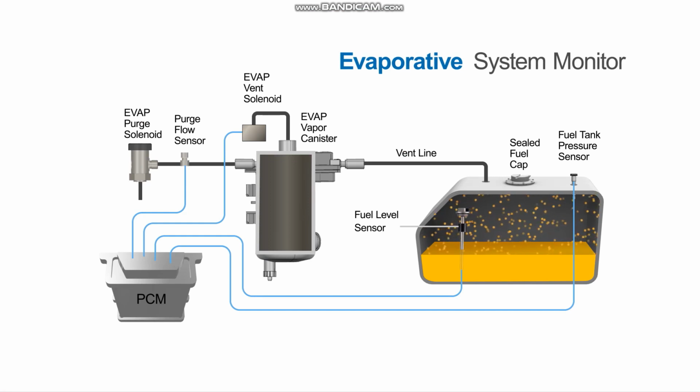Another example is the EVAP system. The module will monitor the canister purge under specific driving conditions, and these conditions will be very different from those for catalyst efficiency. Some non-continuous drive cycles can take up to 30 minutes to complete. Follow the instructions, there are no shortcuts.